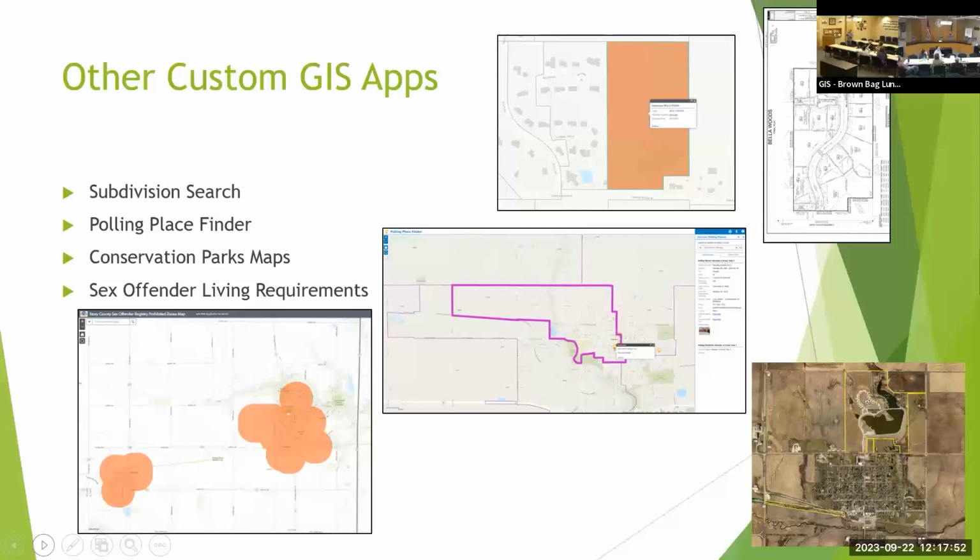In the lower left screenshot is the sex offender living requirements, 2,000 feet from daycare. We still update those. We still have daycares and schools that change, so we have to keep those updated periodically. And then another one in the lower right is that conservation parks map. That's actually one that we need to revisit. But we're trying to make a public portal for the public to look at and get all the parks information that they want. Just a countywide map with all the information. So those are a couple custom GIS apps that I've been working on lately.